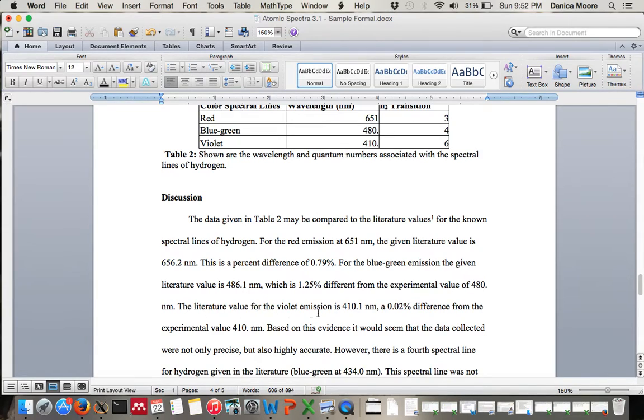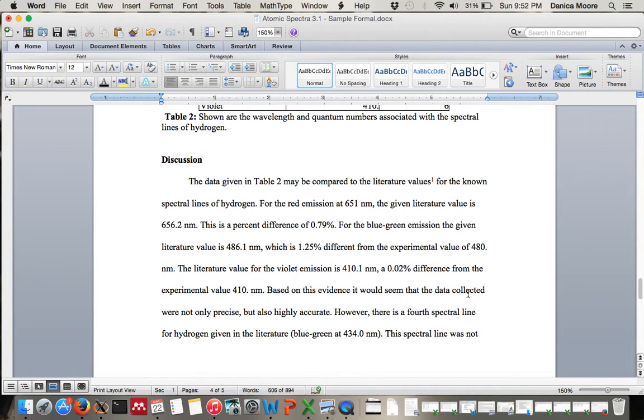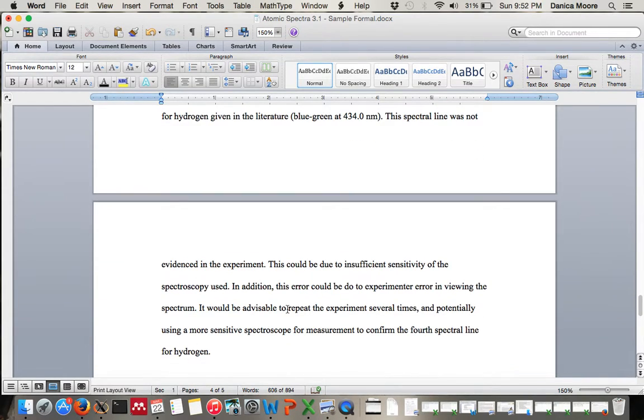The literature value for the violet emission is 410.1 nanometers, which is a 0.02% difference from the experimental value of 410 nanometers. Again, correct significant figures. Based on this evidence, it would seem that the data collected were not only precise, but also accurate. However, there's a fourth spectral line for hydrogen given in the literature, blue-green at 434.0 nanometers. This spectral line was not evidenced in the experiment.